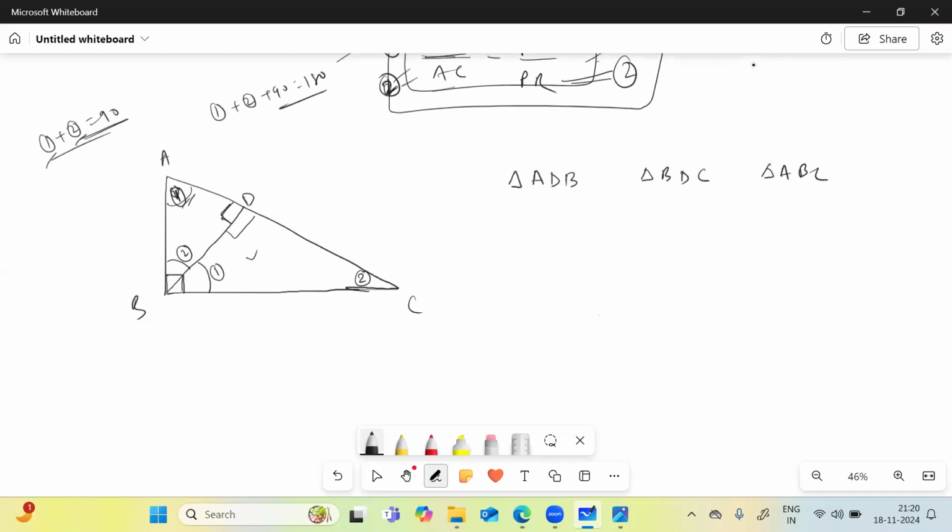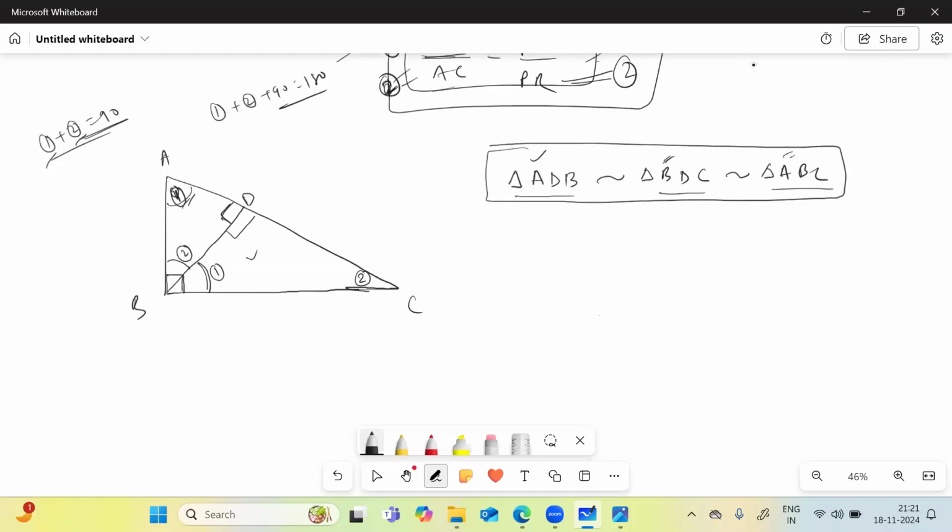In triangle ADB, angle A is equal to angle in triangle BDC. This is 1. This is 1. That's why I took B first. I wrote B first. And then again in triangle ABC, I wrote A first. So you should always remember that while writing two similar triangles, try to write in order according to the equality of angles. Okay, so these three triangles will be similar to each other.